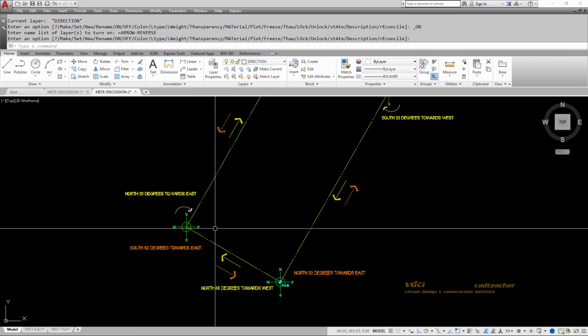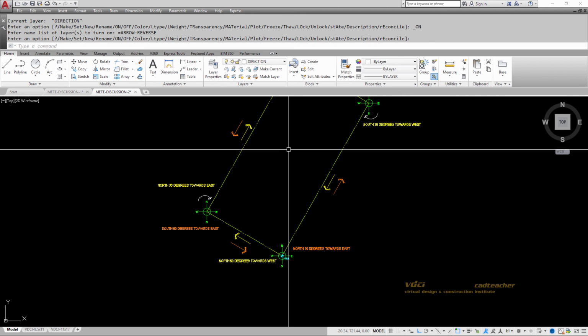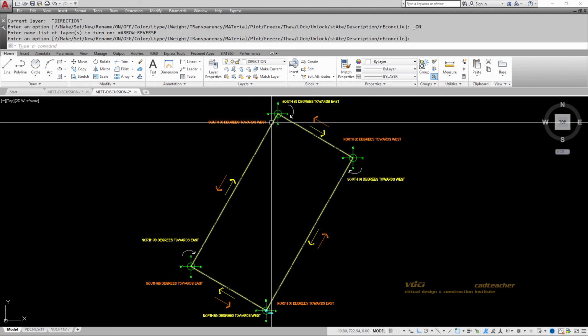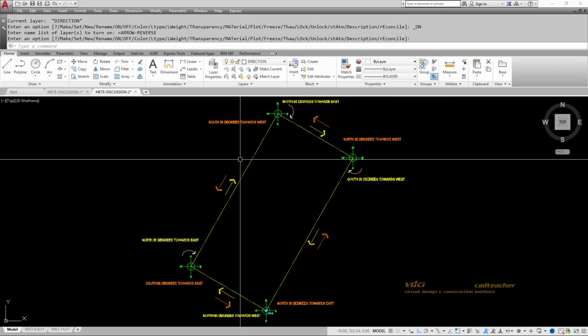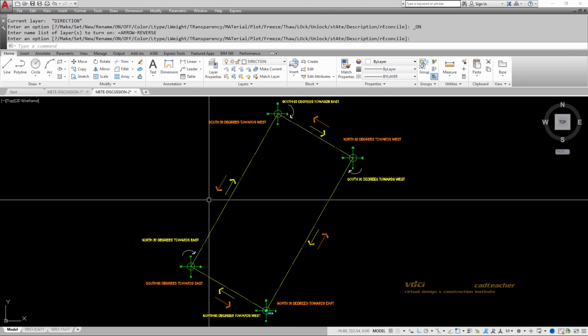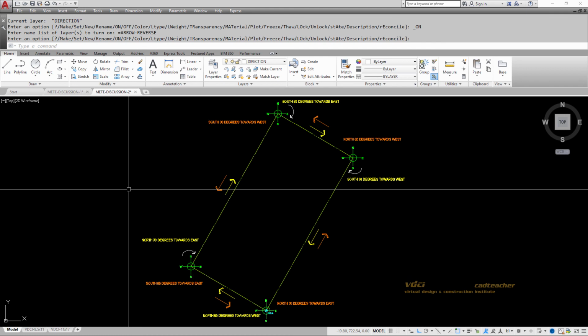So again, what I'm hoping you can see is that when I have a segment that's going clockwise, this segment would be north 30 degrees towards east, whereas the same segment being measured the opposite way would be south 30 degrees towards west. So hopefully this has begun to give you a general overview.